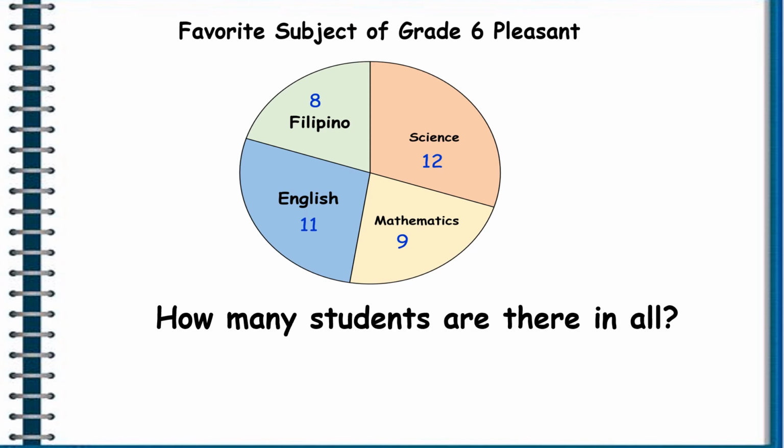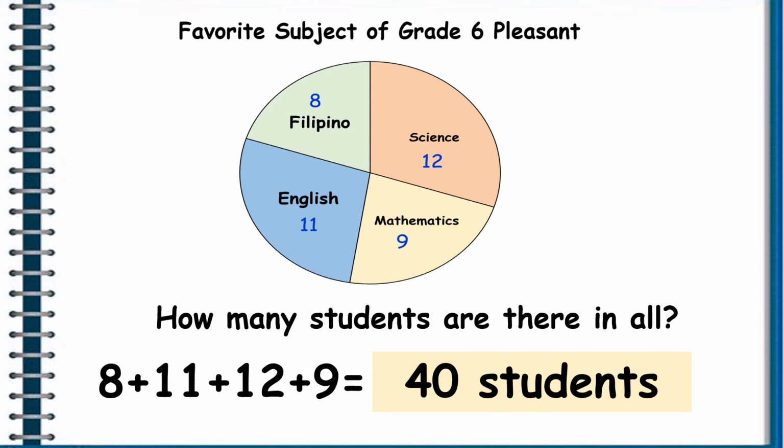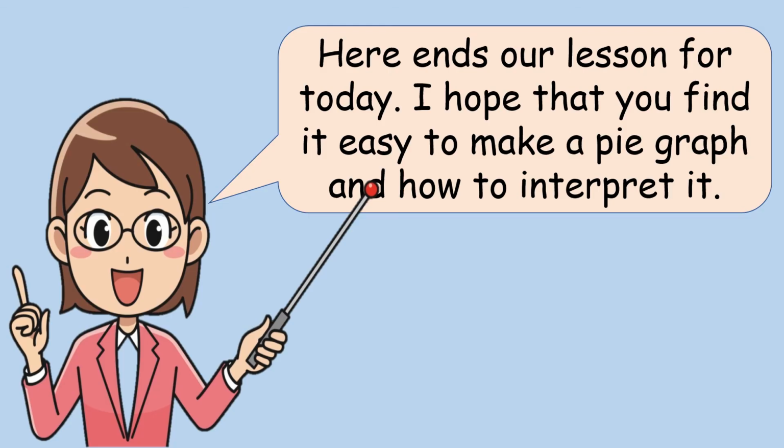How many students are there in all? In this type of question, you need to know the total of respondents of the gathered data. You will use addition to answer this type of question. So, 8 plus 11 plus 12 plus 9 is equal to? Yes, you got it right. 40 students. Here ends our lesson for today. I hope that you find it easy to make a pie graph and how to interpret it.